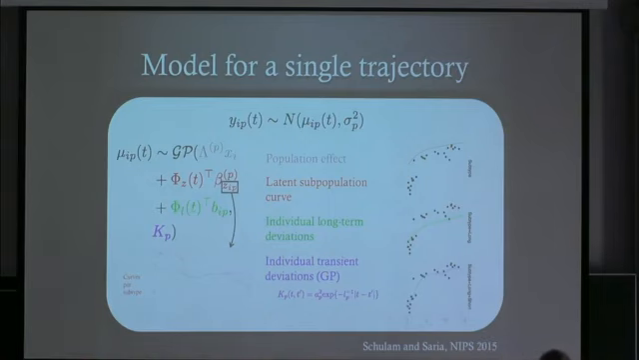And then there's variance on the mean given by a kernel function. What we use is an Ornstein-Uhlenbeck kernel function for our Gaussian process.